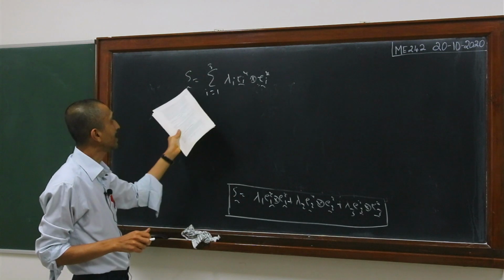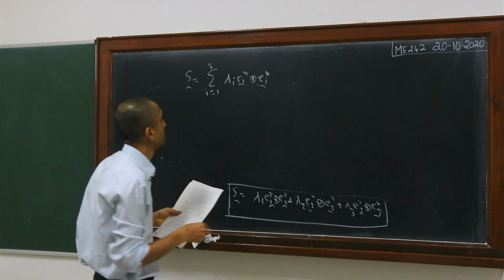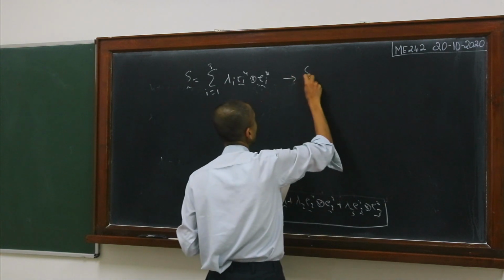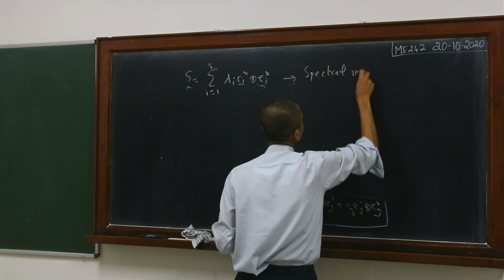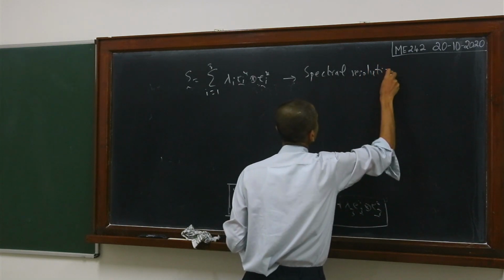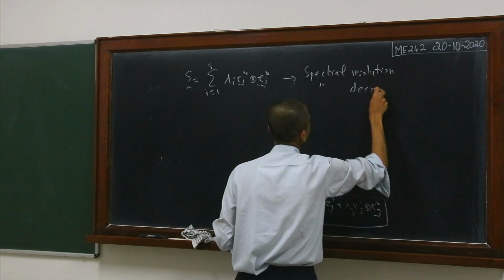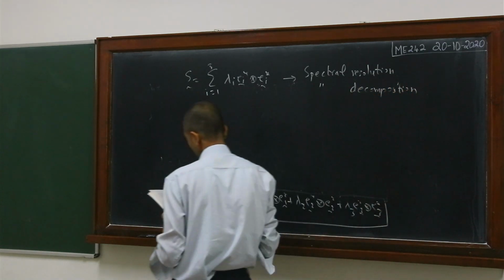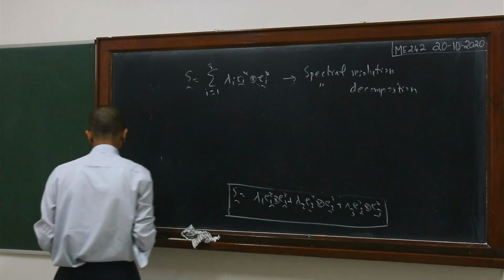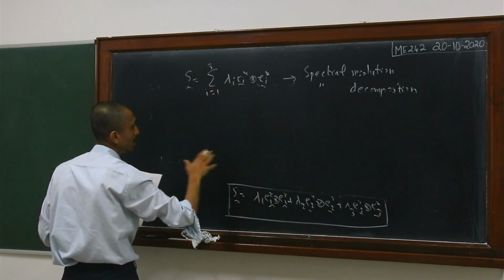So we can write S in this particular form also. This is known as the spectral resolution or spectral decomposition of a symmetric tensor. These are just various terms that are used for this. Then what about the uniqueness of this spectral decomposition?